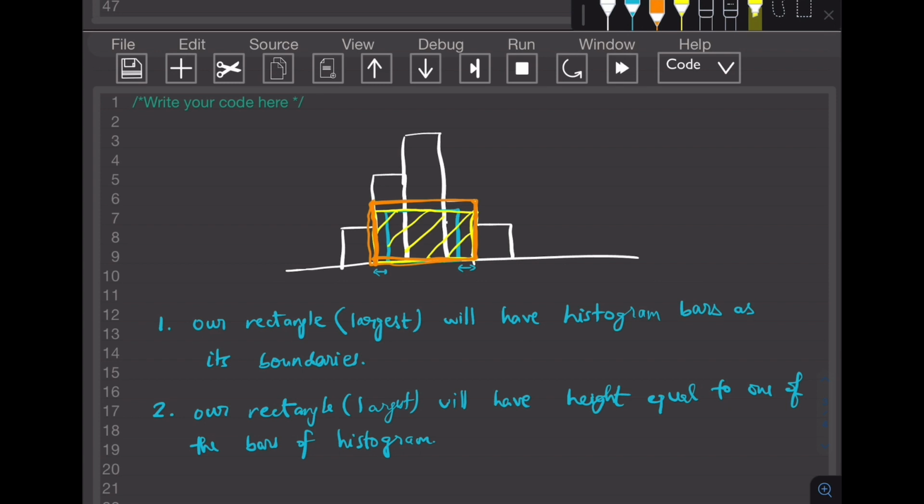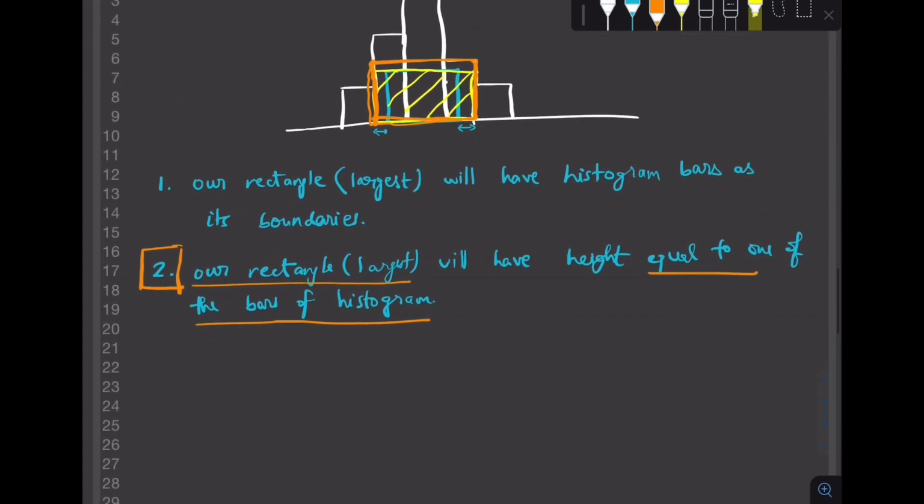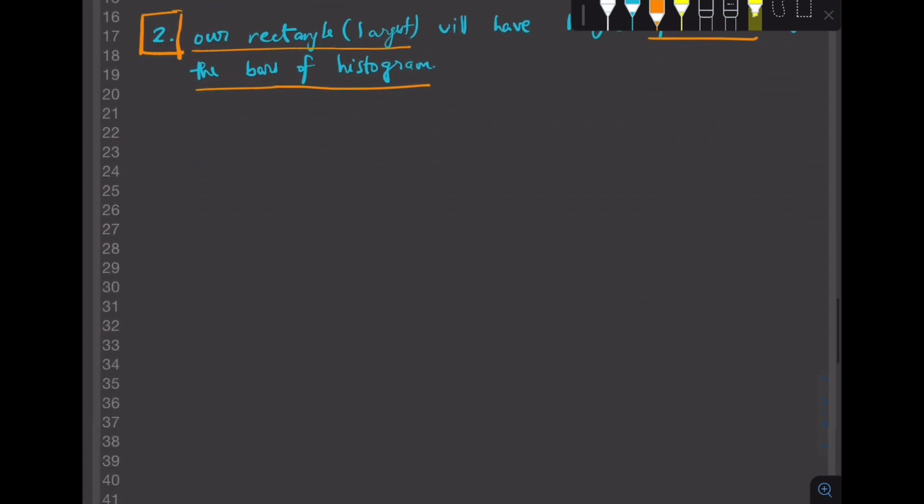And it is this second statement which allows us to proceed in the direction of a solution. If the height of the largest rectangle will be equal to one of the bars of the histogram, then all we have to do is find the area corresponding to each of the bars, and then the largest of those will be our answer. Okay, what do I mean by that?